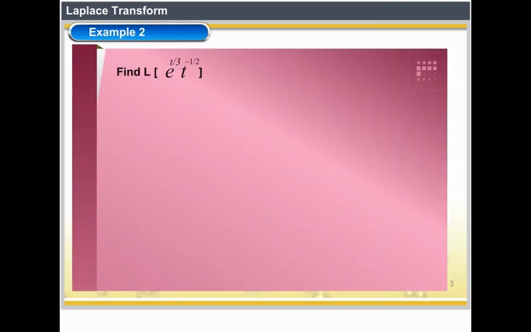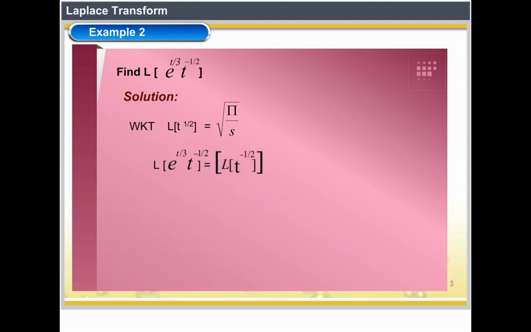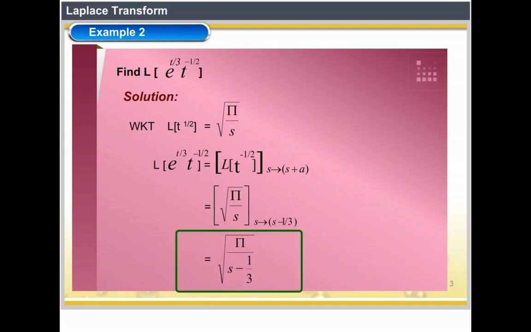Find L of e^(t/3) t^(−1/2). Solution. We know that L of t^(−1/2) = √(π/s). Then L of e^(t/3) t^(−1/2) = L of t^(−1/2) with s tending to s − 1/3. Then we get √(π/s) with s tending to s − 1/3. The final answer is √(π/(s − 1/3)).